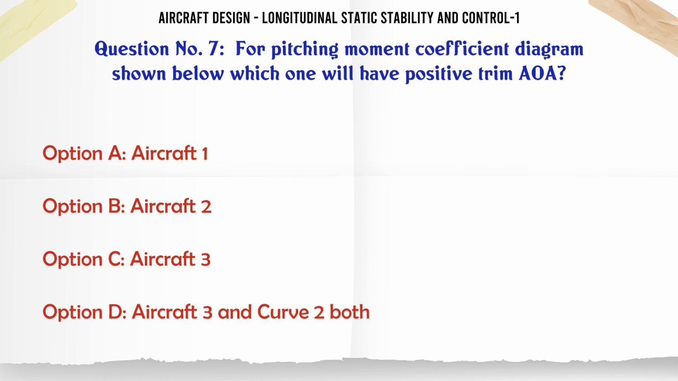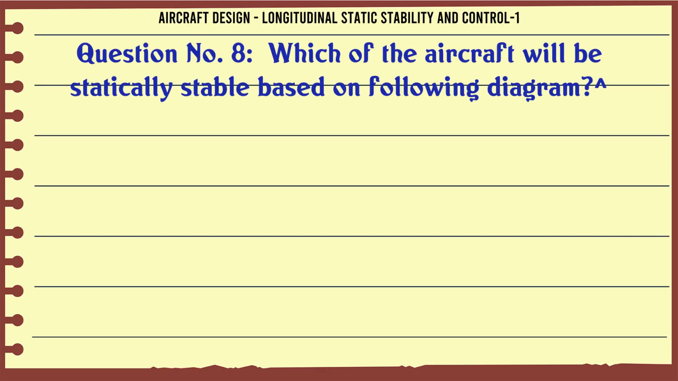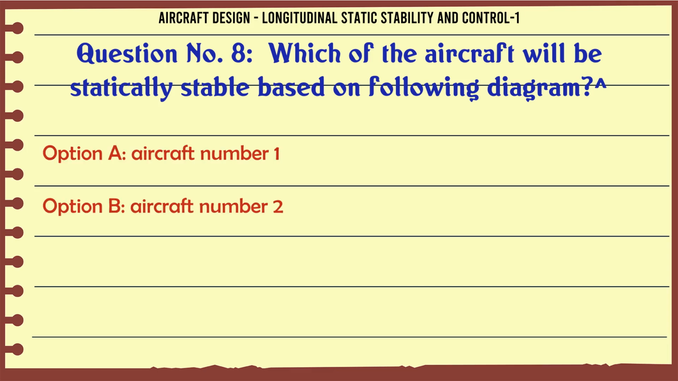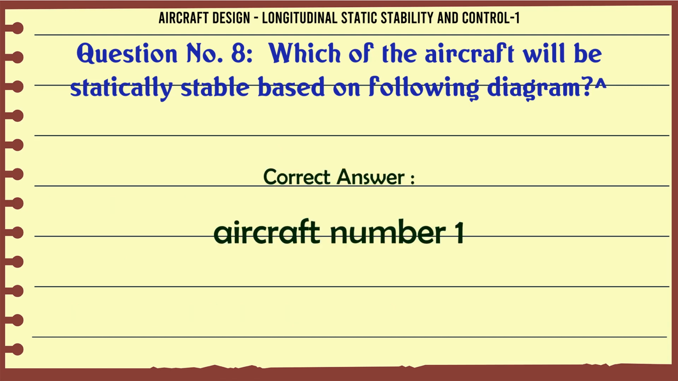A aircraft 1, B aircraft 2, C aircraft 3, D aircraft 3 and curve 2 both. The correct answer is aircraft 1. Which of the aircraft will be statically stable based on the following diagram? A aircraft number 1, B aircraft number 2, C aircraft number 3, D same static stability for all three aircraft. The correct answer is aircraft number 1.